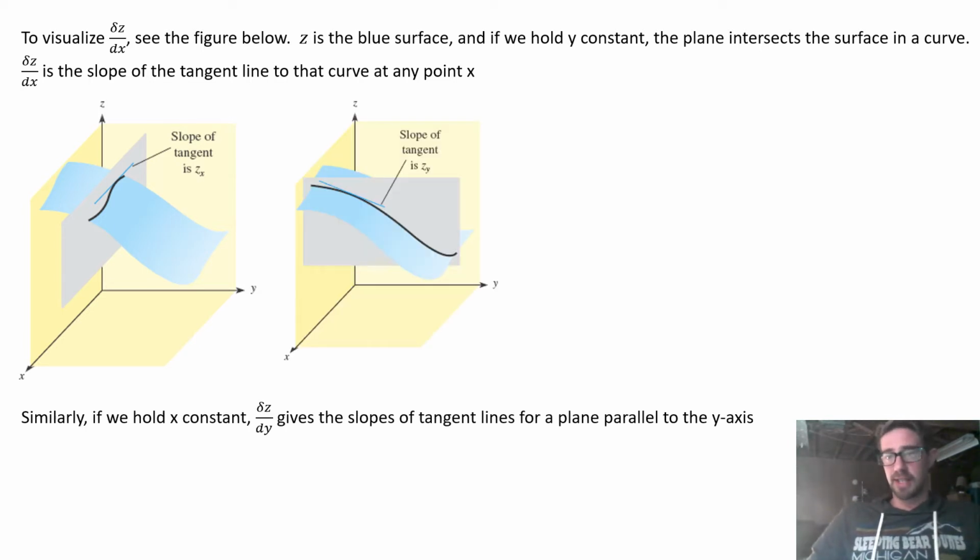Same with dz dy. If we hold x constant, that looks like a plane that's parallel to the y-axis, right? So you look at where the plane intersects that blue surface, it intersects it in just a 2D curve. So as we go that way, the slope of the tangent line looks to be increasing. So dz dy would be positive because the function is increasing and going up with respect to going that way.